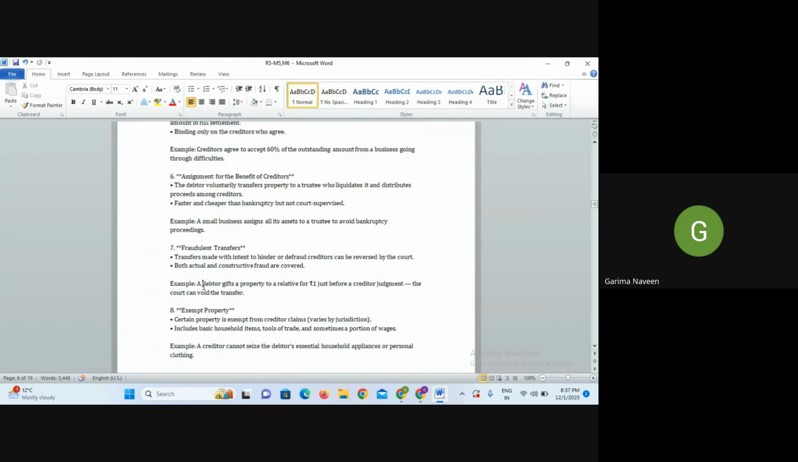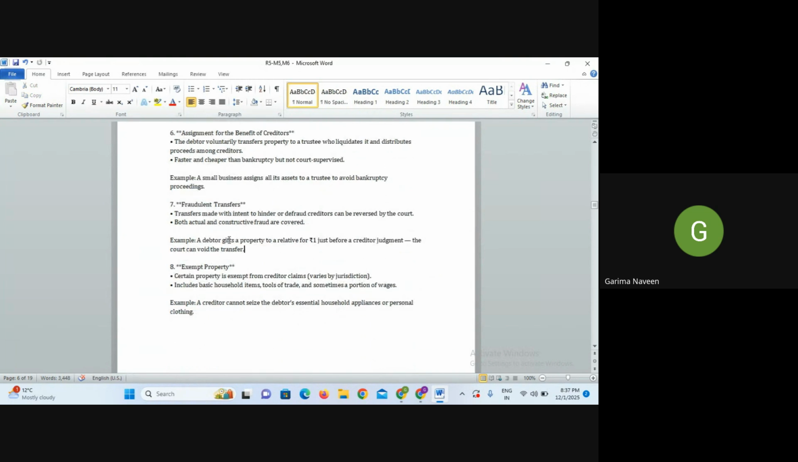Okay. So a debtor gives a property to a relative for rupees 1 just before a creditor's judgment. The court can void the transfer. If the debtor is transferring their property to someone else so that they do not have to give this property to the creditor, since this is a fraudulent act with intent to hinder or defraud the creditor, the court has the right to void this transfer. This property can be given to the creditor and the transfer can be considered void.